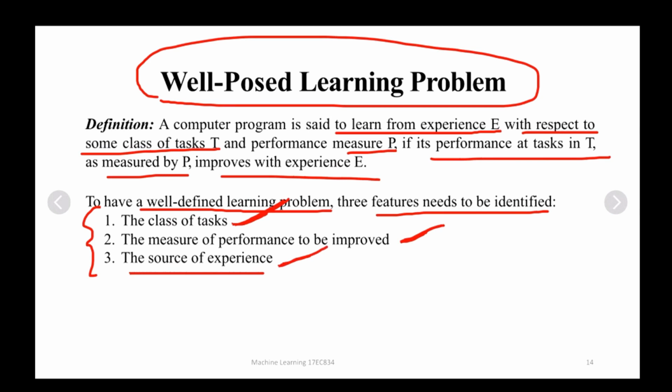You need to identify a task. You need to identify a performance measure to define how good or how bad that task has been performed, followed by what is the experience that can be gained out of that particular task. These are the three important parameters or features that have to be identified to define a well posed learning problem.